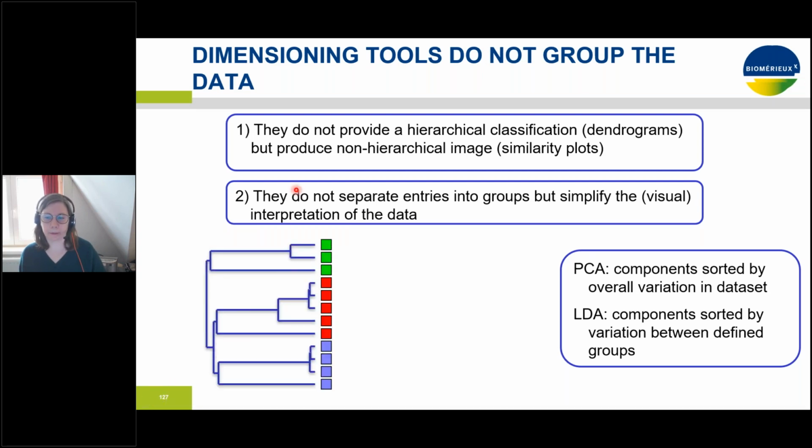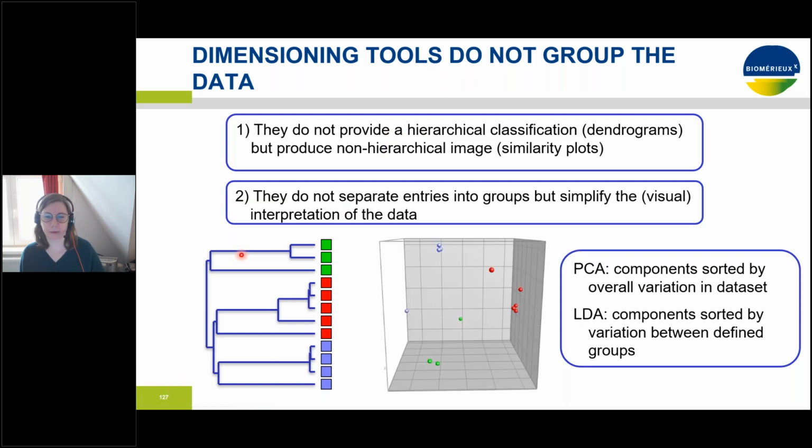It's very important to note that it does not provide a hierarchical classification, so it does not make pairs and say which pairs are more related to other pairs. It just makes a plot, and it does not separate the entries into groups. For a dendrogram, we choose a branch, and you say, okay, this is one group, and the other side of the branch is the other group, so it really groups your data. For this type of data, it plots the data, but it's up to you to visually decide what is a group and what is not a group. So you do the grouping yourself based on the visual interpretation of the plot.